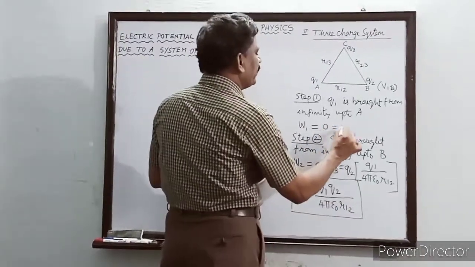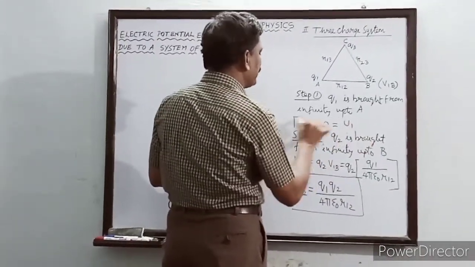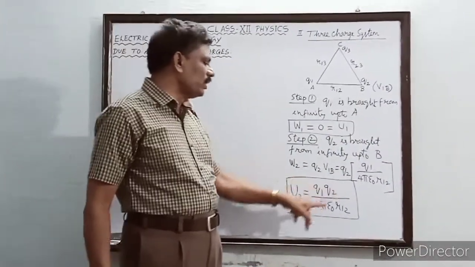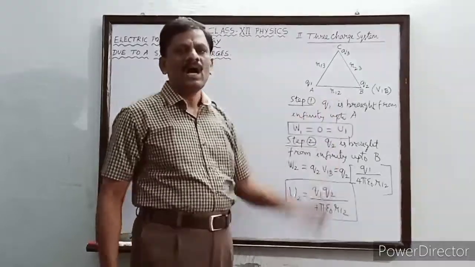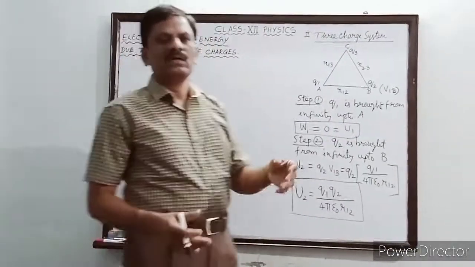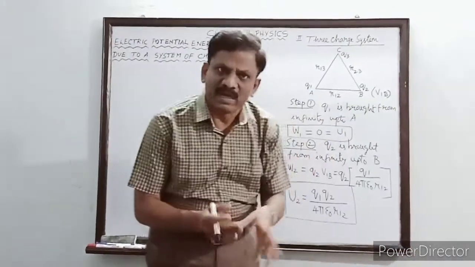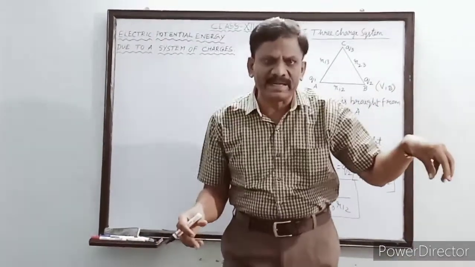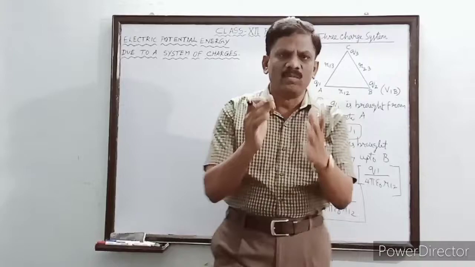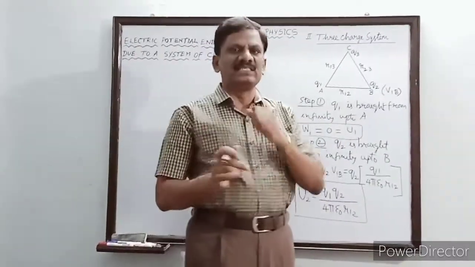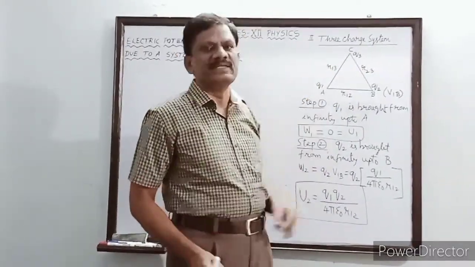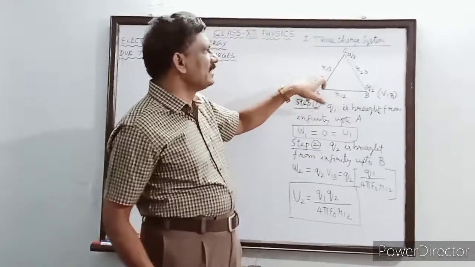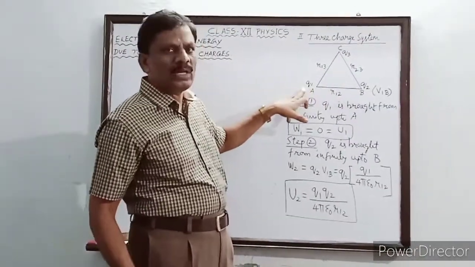Work done during the first step is already 0. Work done during the second step, U2, is equal to Q1 Q2 by 4 pi epsilon naught into R12. In the first step Q1 was brought alone. In the second step, in the presence of Q1, Q2 was brought against the repulsion by Q1. Now what do we expect? The third charge Q3 is to be brought and placed at which point? C. C is at a distance R13 from Q1.